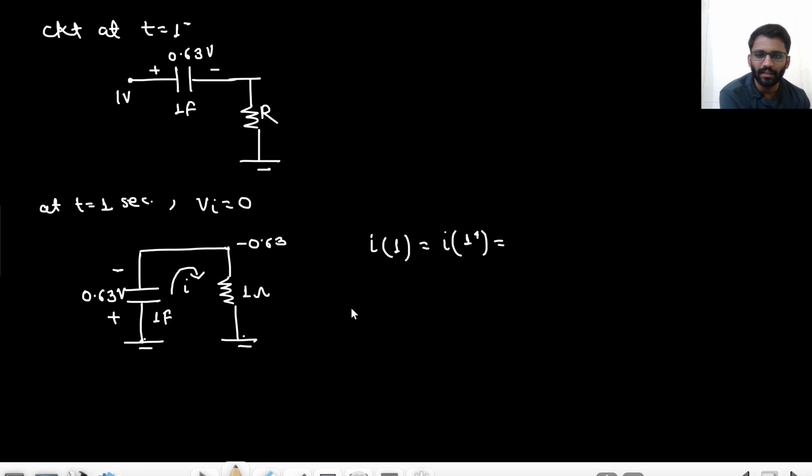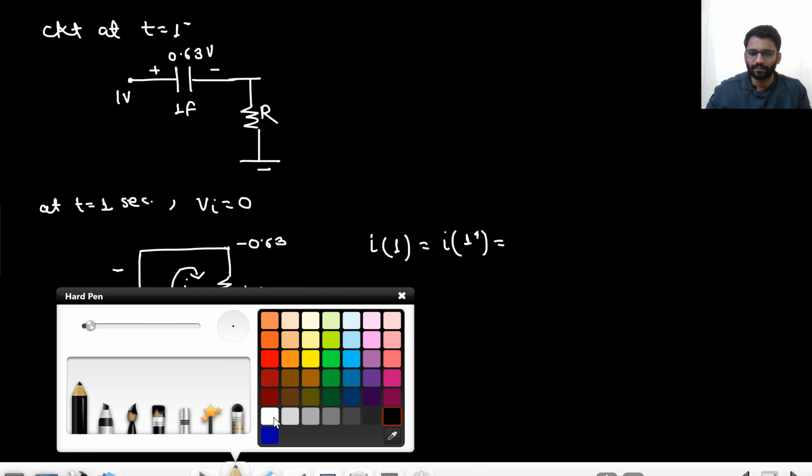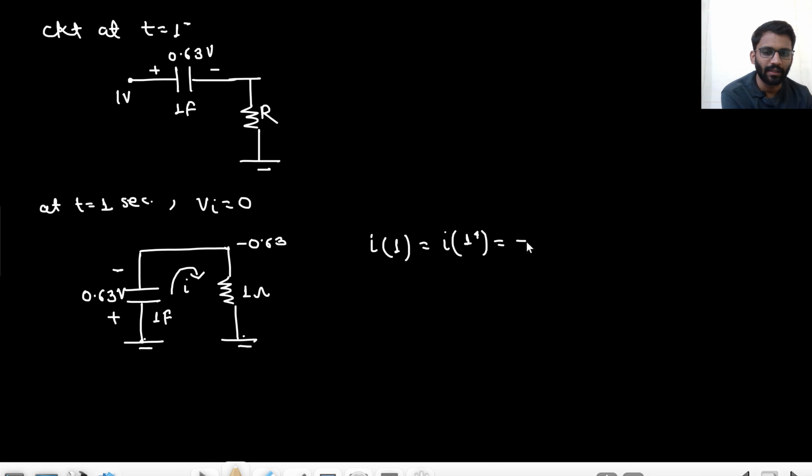So the current would be minus 0.63 by 1. That means the current would be minus 0.63 ampere. Okay, they actually asked at t equals 1 second only.